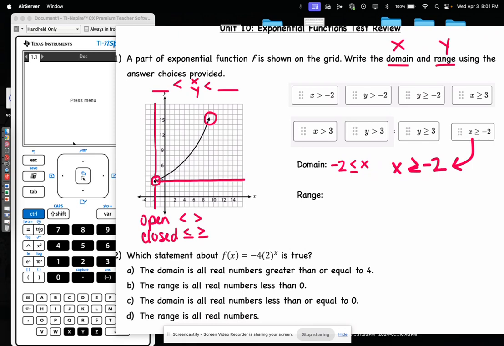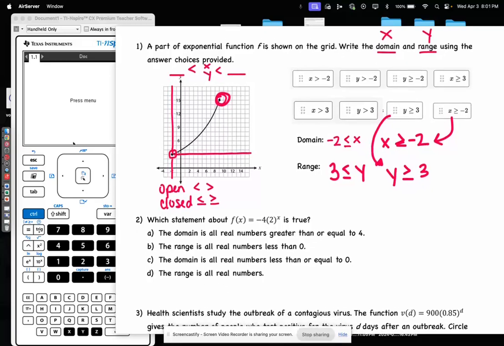When we talk about range, we do have a bottom border here at +3. This is counting by threes here. So 3 is less than y. And again, it is a closed circle, so we need to have the line underneath. We do not have a top border, again, because of this arrow. And again, we can flip-flop it. Y is greater than or equal to 3, which would be this answer choice. So please remember domain and range, x's and y's.